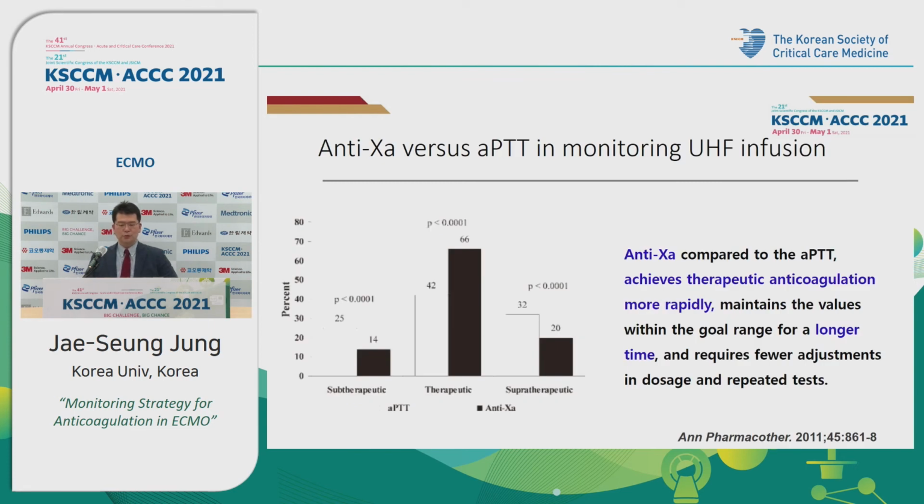This paper showed anti-10A compared to APTT achieves therapeutic anticoagulation more rapidly. You can see in this graph, in the middle, anti-10A more rapidly reaches the therapeutic anticoagulation level, maintains the value within the goal range for a long time, and requires fewer dose adjustments and repeated tests.